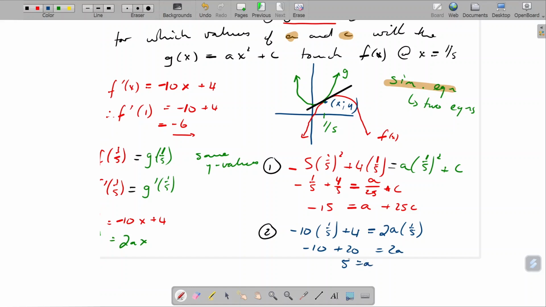I've got my one goal, and having got 5 equals a, I can plug that back in here. And if 5 equals a, then I'm now going to get that minus 20 equals 25c, so minus 4/5 equals c. And I've done what they asked me to do. I found the values of a and c.